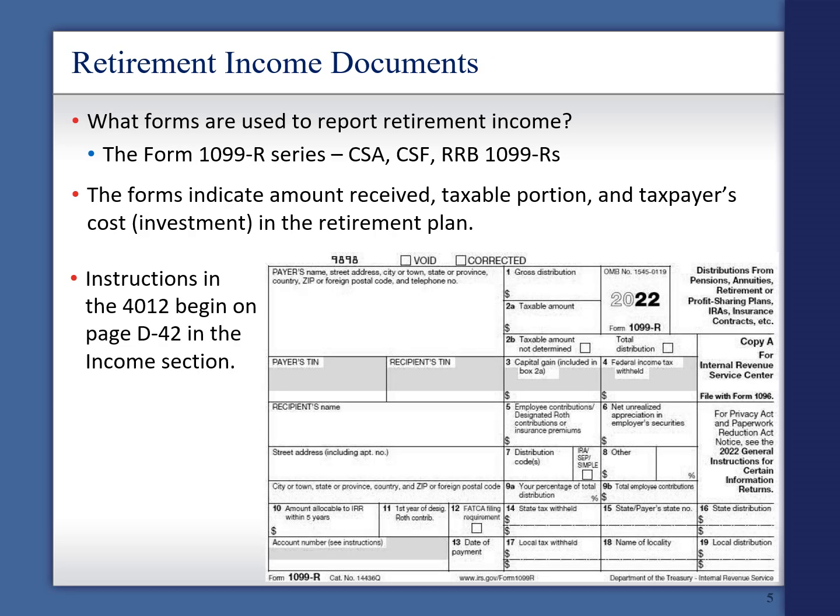So what kind of documents are needed when filing? You already learned that a 1099 is for self-employment income, but a 1099-R, R for retirement, is a document that reports retirement income. Clients will bring this in and it will have the amount received, taxable portion, and the taxpayer's investment in the retirement plan.